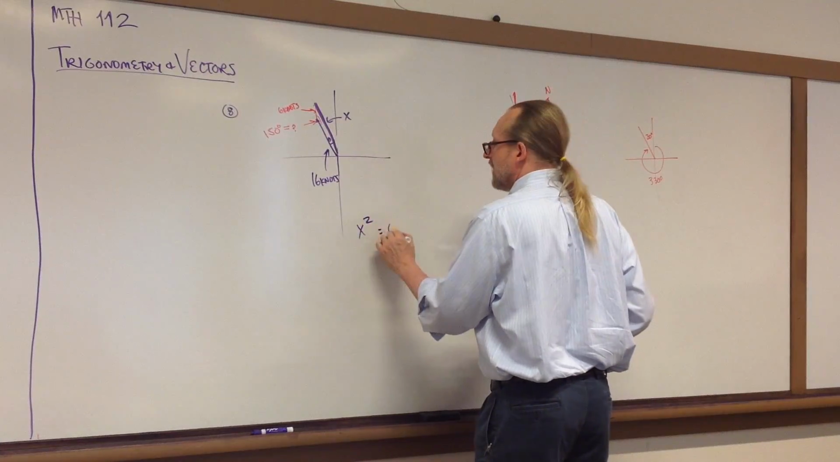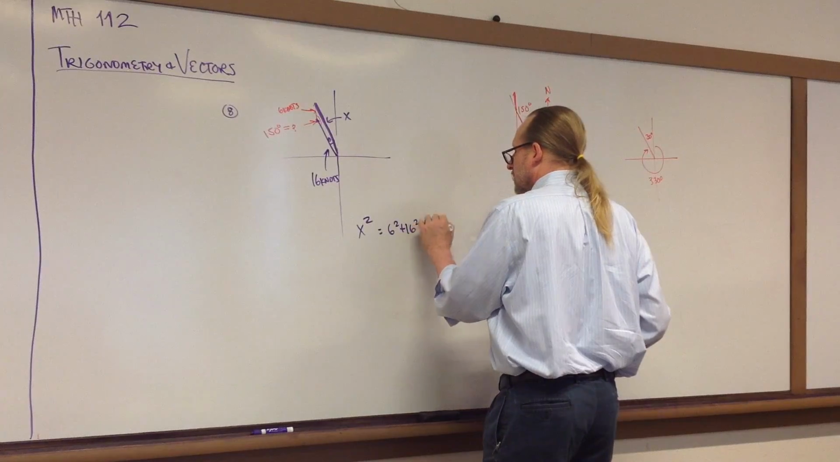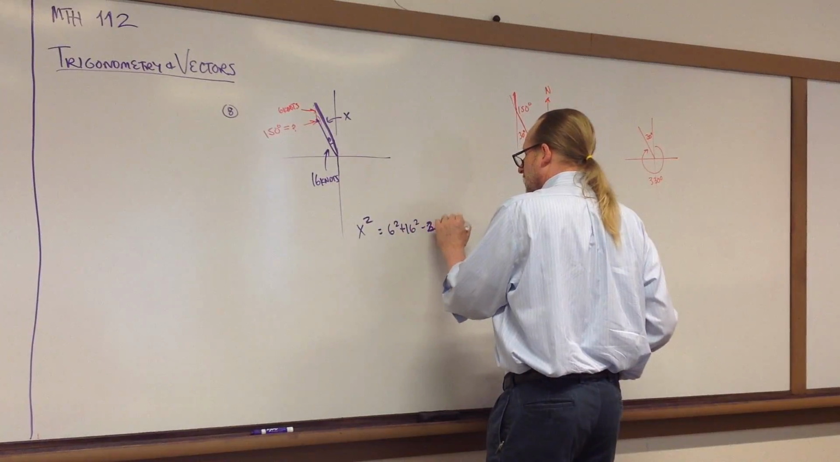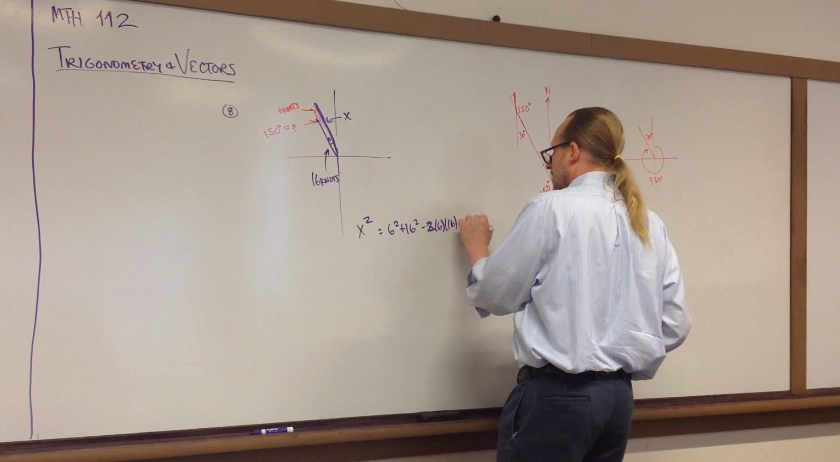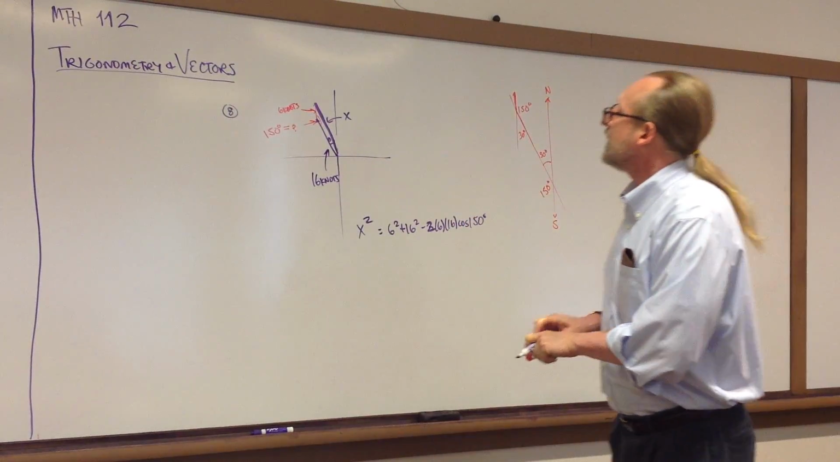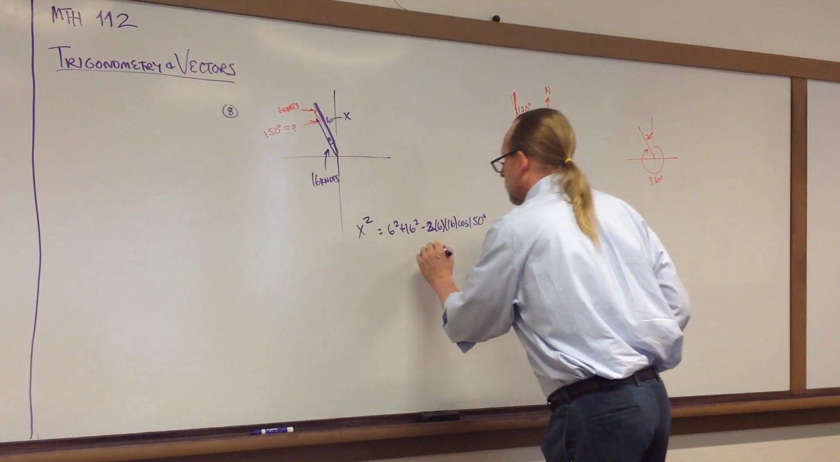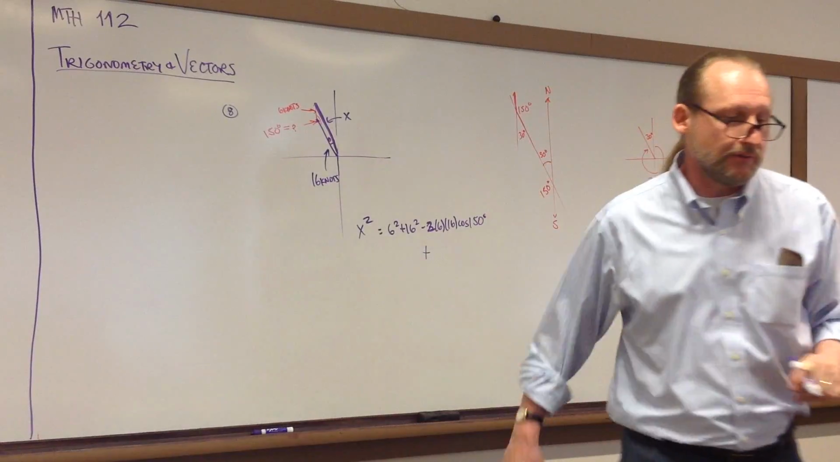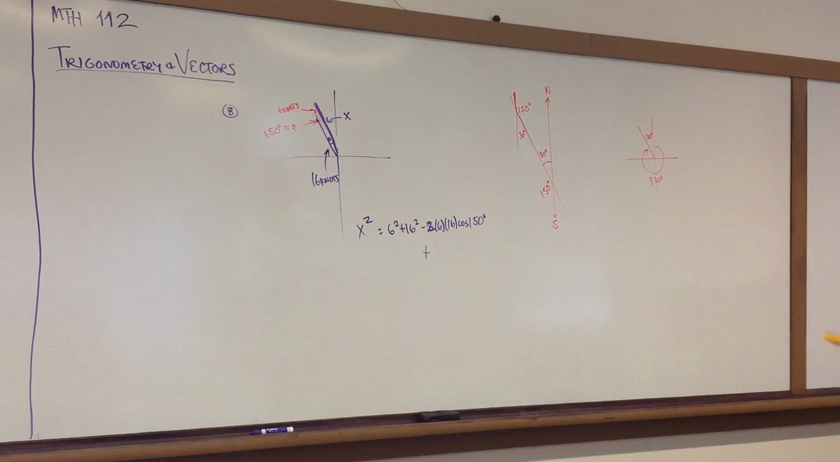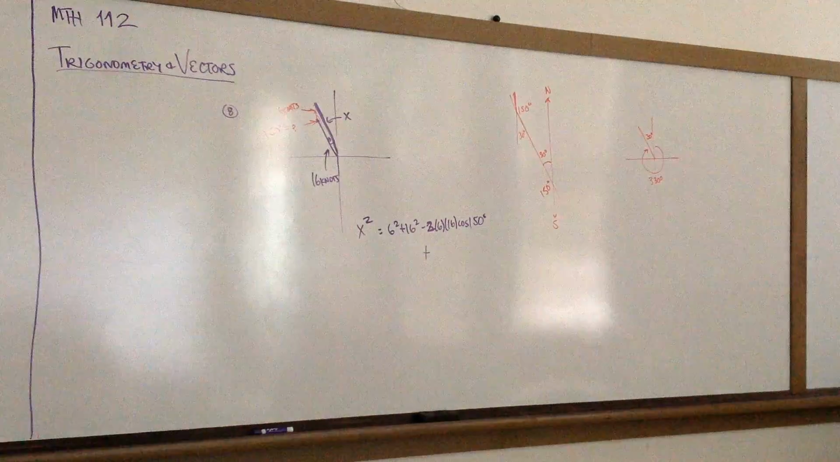So that's going to be 6 squared plus 16 squared, minus 2 times 6 times 16 times the cosine of 150 degrees. And again, we've got an obtuse angle in there, so this is going to end up a positive value. So let's see what we get here. 6 squared, oops, okay.